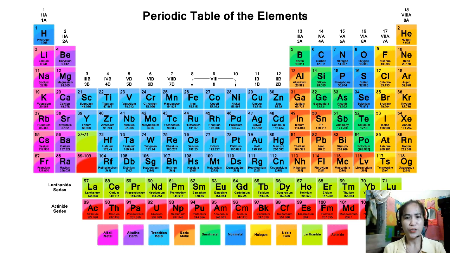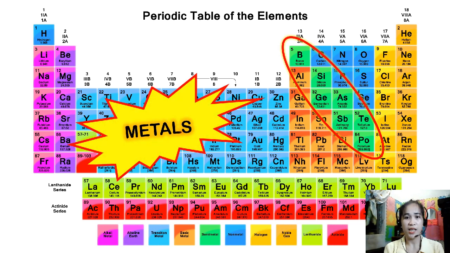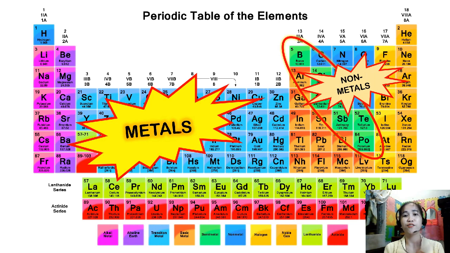Now, can you recall what you learned in grade 7? We can use the periodic table to identify the elements as metals, non-metals, semi-metals, or metalloids, right? A stair-step line separates the metals and the non-metals. The majority of the elements on the left side of the table are metals, and the non-metals are confined to the right side of the table.